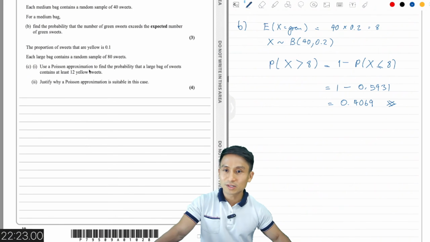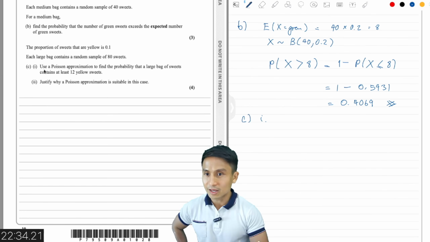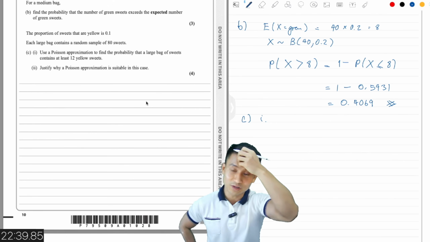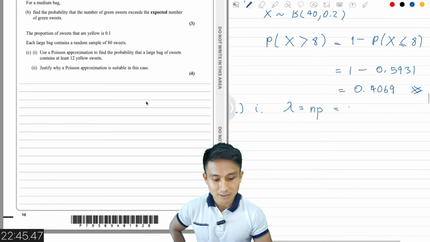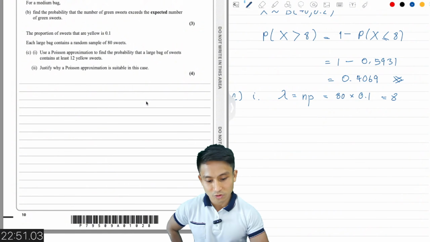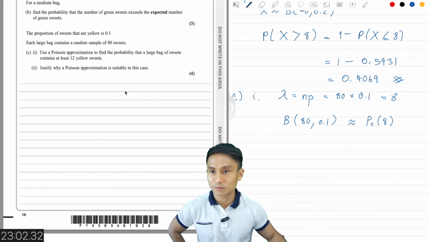Part C, the proportion of sweets that are yellow is 0.1 now. Each large bag contains a random sample of 80 sweets. That's greater than the maximum n in the table. C(i), use a Poisson approximation to find the probability that a large bag of sweets contains at least 12 yellow sweets. So lambda is just n times p in this case. So that's 80 times 0.1, so it's 8. So we go from binomial 80, 0.1, approximated to Poisson 8. We need to write that line, very important.